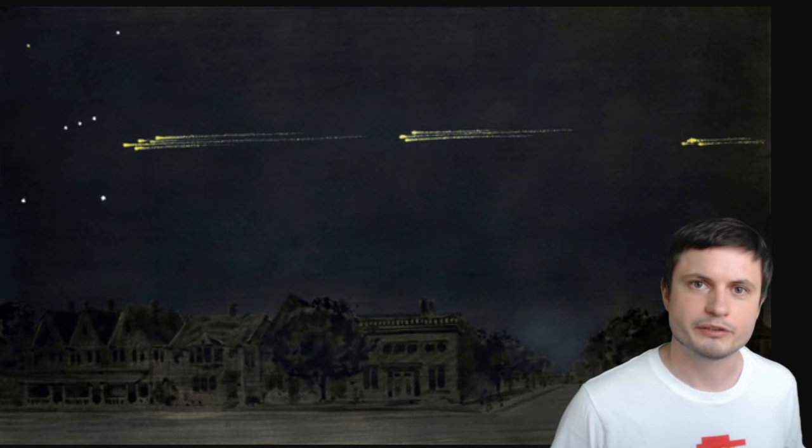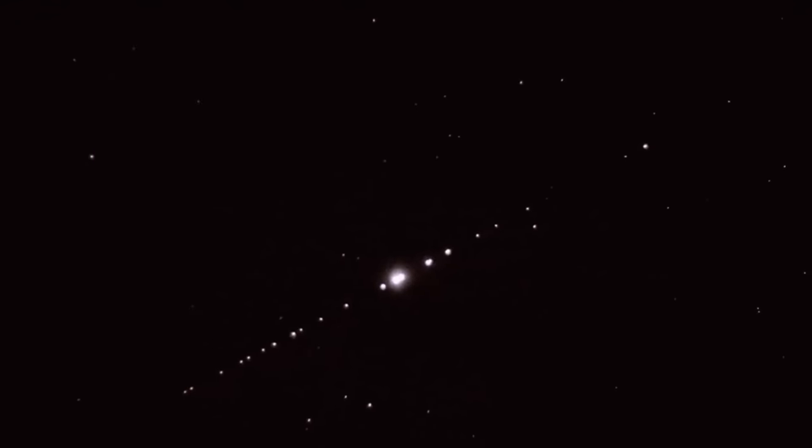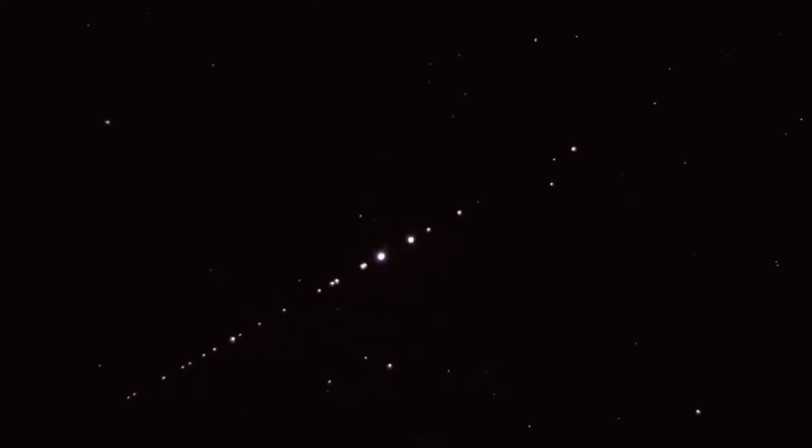Now, this is not a photograph, this is just a picture that was drawn by a painter in Toronto, but in a nutshell, this was basically dozens or possibly even hundreds of fragments that moved across the skies in a relatively perfect formation, not that different from what you see here. This is from SpaceX, obviously.